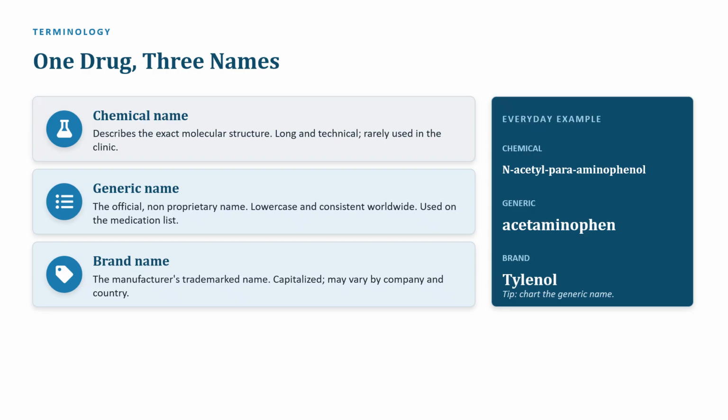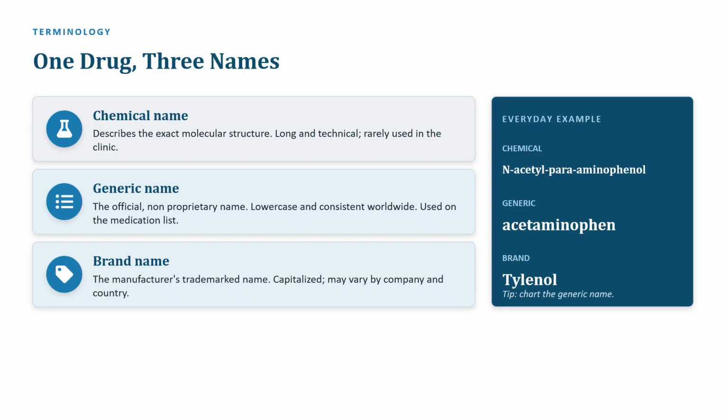This is one of the most practical and useful slides in the lecture because a single drug carries three different names, and mixing them up causes real errors. Start on the left. The chemical name describes the exact molecular structure. It's a long, highly technical word, and you will almost never use it in the clinic, but it exists in the scientific record. The generic name is the official, non-proprietary name. It is written in lowercase, it stays consistent worldwide, and it's the name you should chart on the medication list because it does not change from manufacturer to manufacturer.